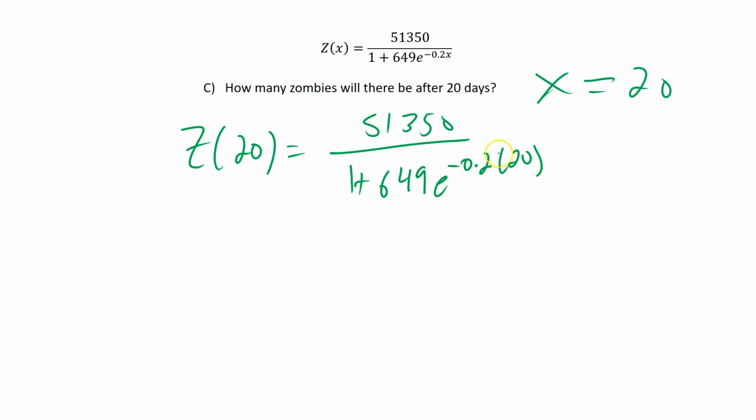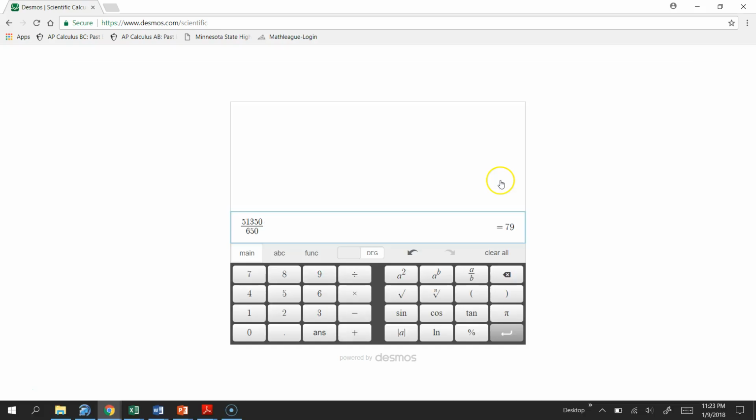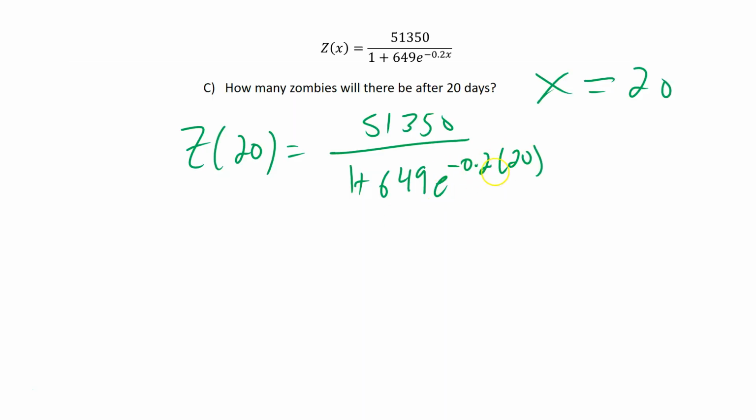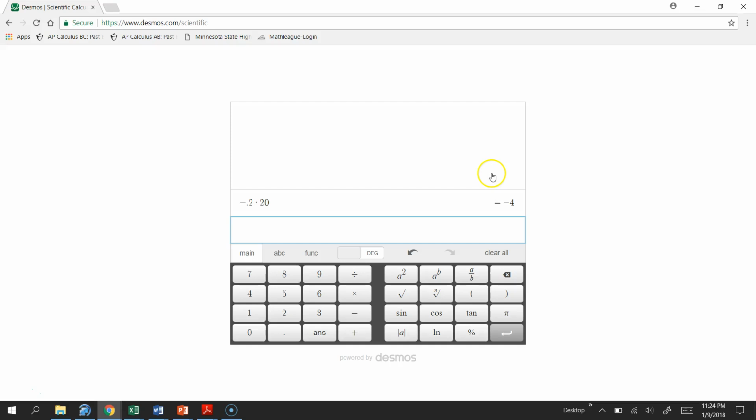So what I would do is I would start with this exponent right here. So I'm going to do negative 0.2 times 20. Gives me negative 4, so I hit equals. There we go. Okay, so we get negative 4 there. Now I'm going to do e to that power.